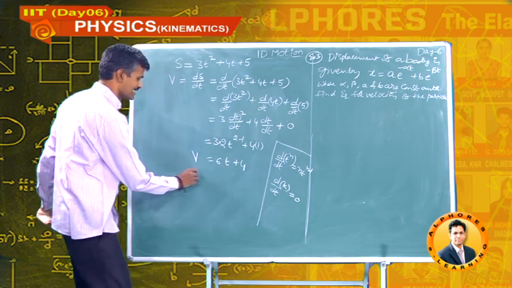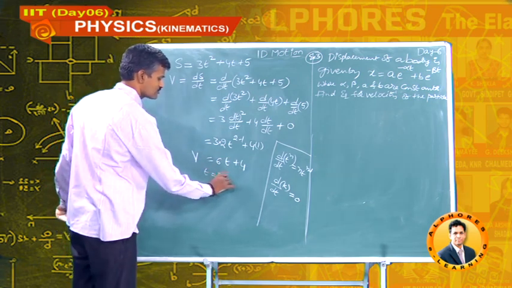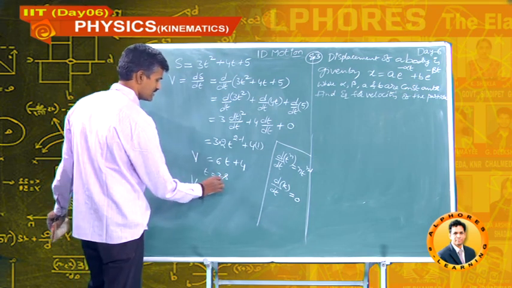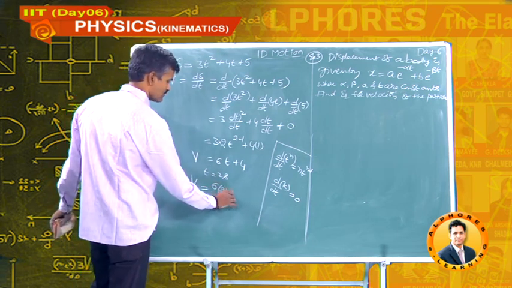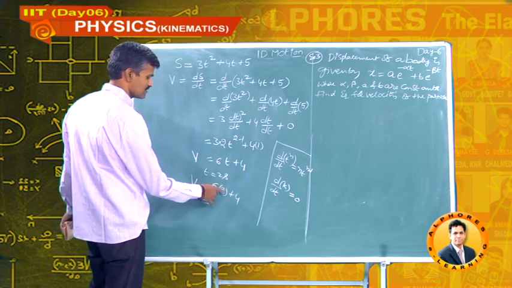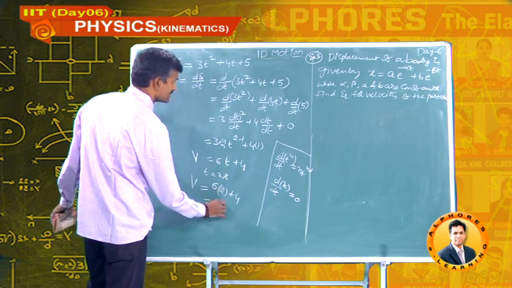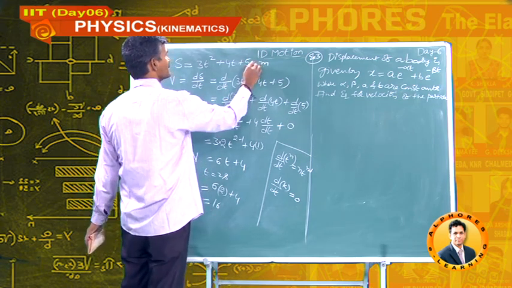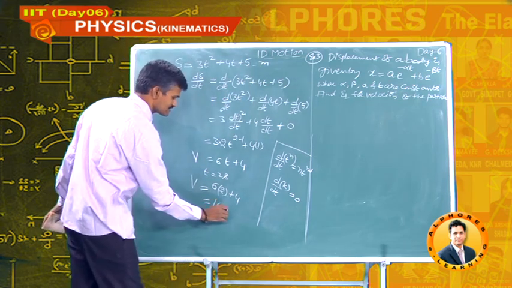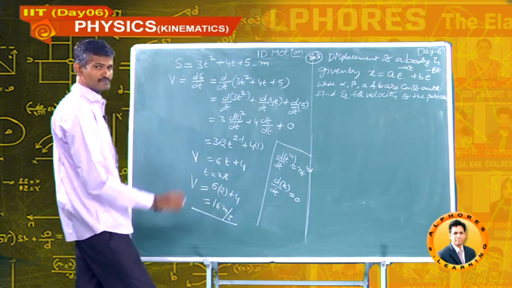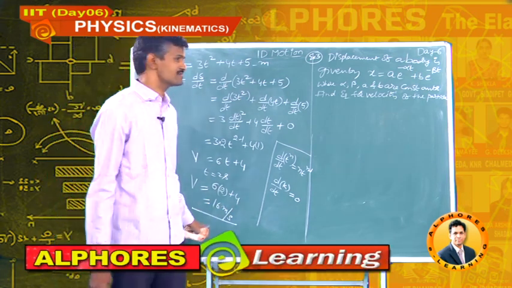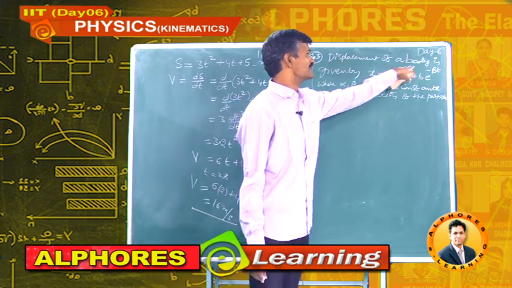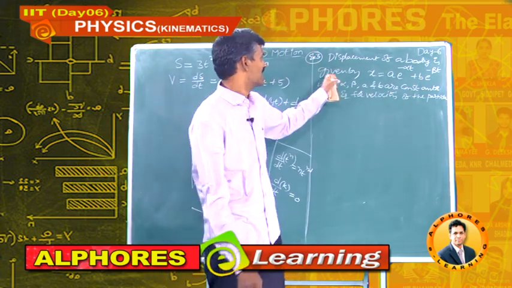We have to calculate velocity at t equal to 2 seconds. At t equal to 2 seconds, this velocity equation becomes 6 into 2 plus 4. This is 12 plus 4, 16. If this displacement is in meters, this is 16 meter per second.